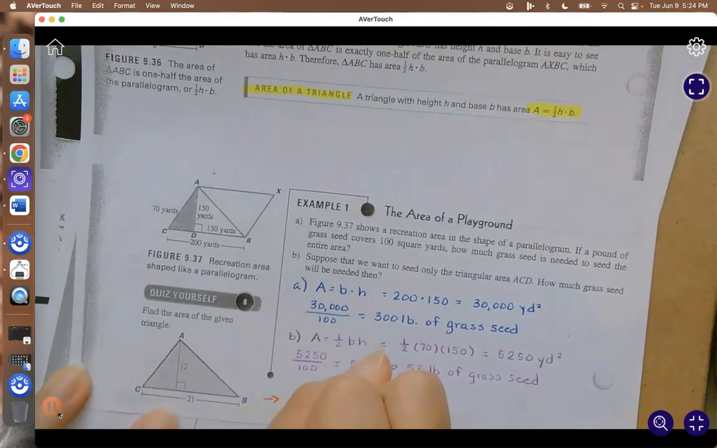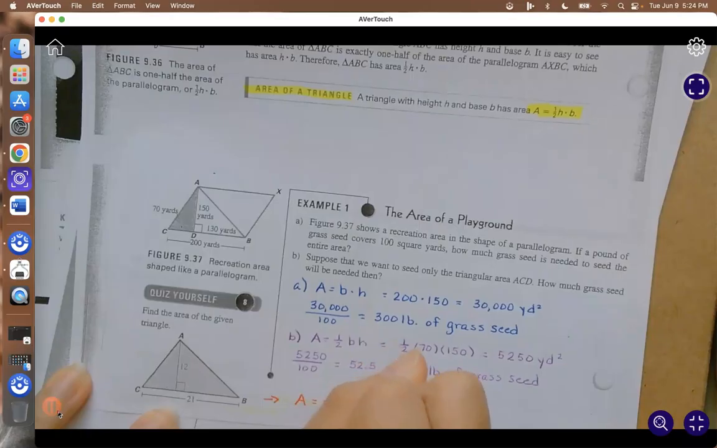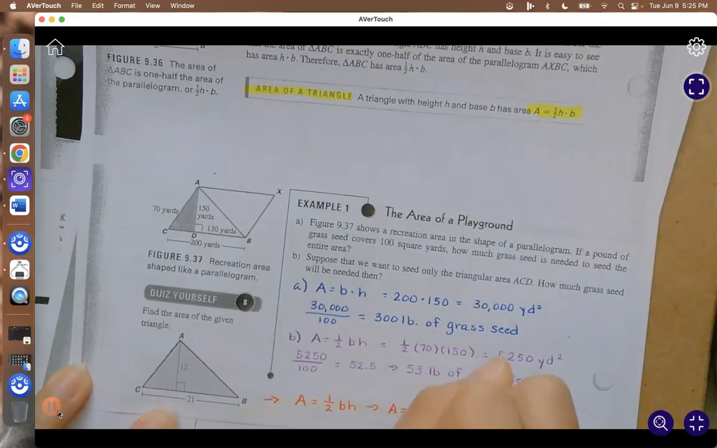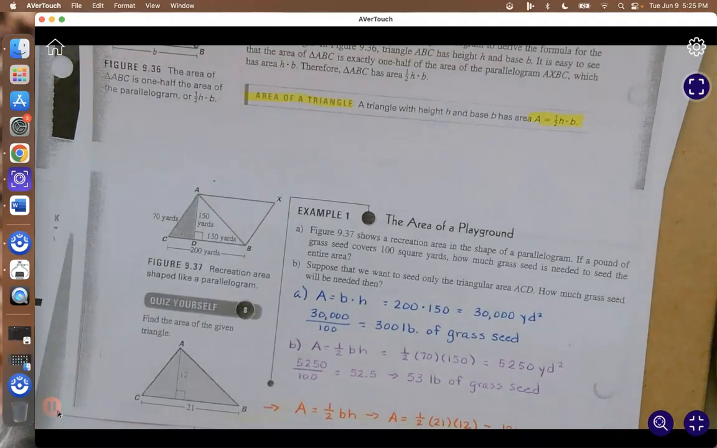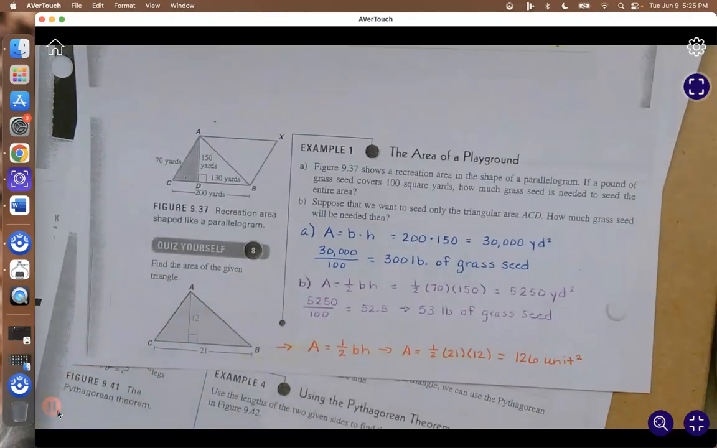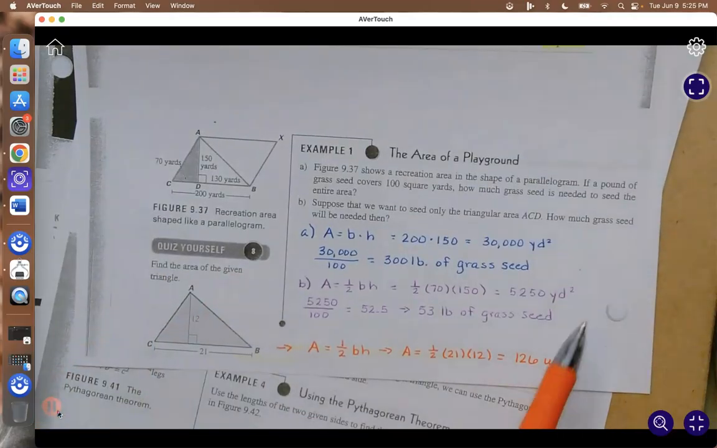Okay, so we have area equals 1/2 base times height, because it's a triangle. So area equals 1/2 of 21 times 12. When I type that into my calculator, I get 126 square units, because they did not give me a unit of measure. Remember, for area, you're going to put a square on whatever the unit is. If it's perimeter, you just leave it the plain unit. Okay?